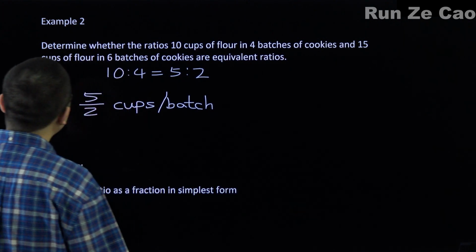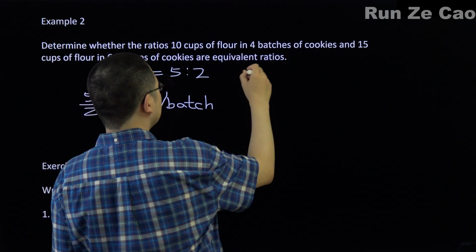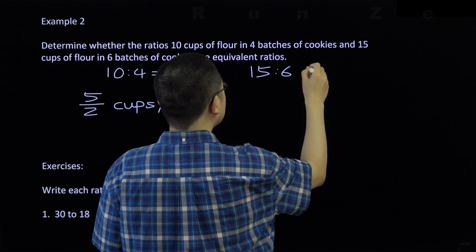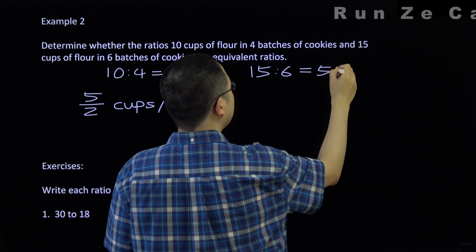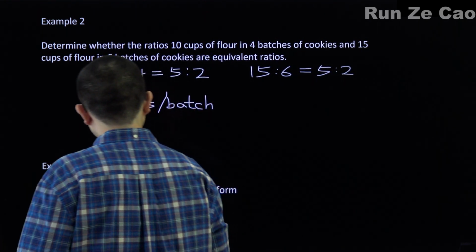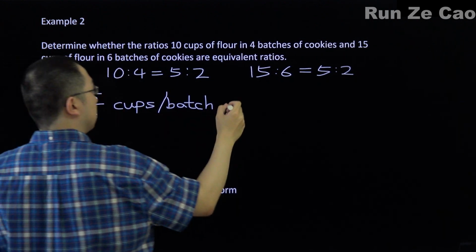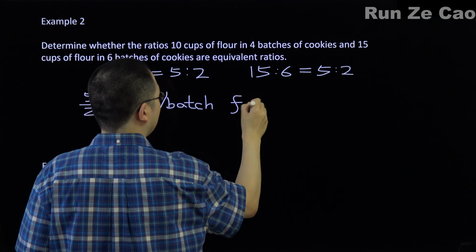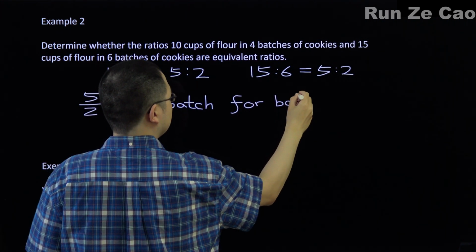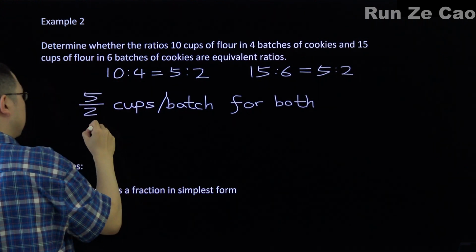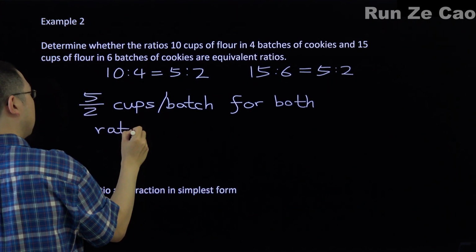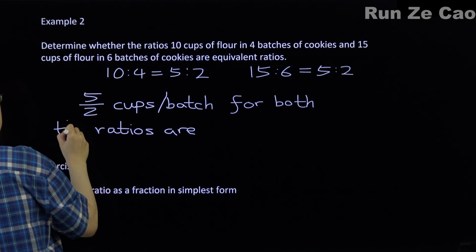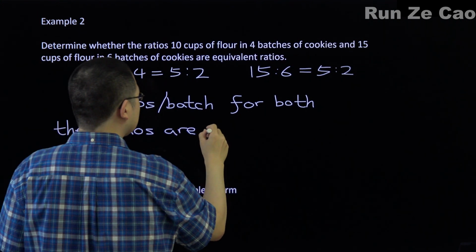Okay, 15 cups of flour in 6 batches. Well, 15 to 6 is equal to 5 to 2. So it's 5 over 2 cups per batch for both. Therefore, the ratios are equivalent.